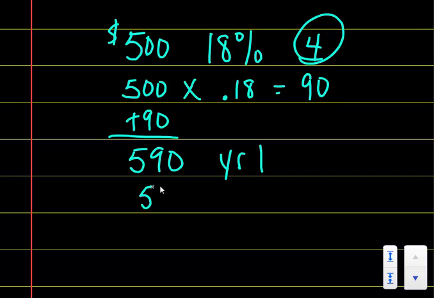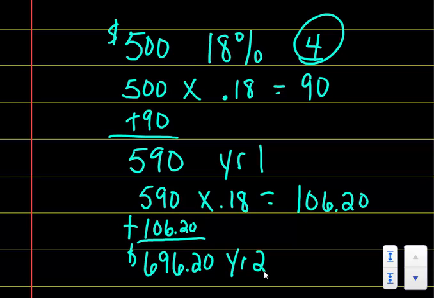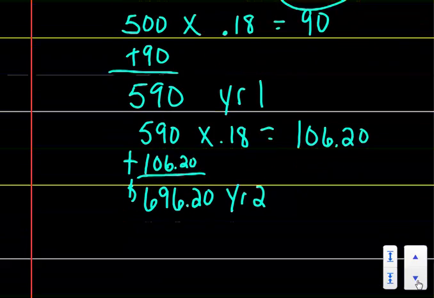Again, 590 into our calculator times 0.18. And if we do our math correctly on this one, we're going to end up with $106.20. So we just come over here, add it to what we started with. And if your math is correct, at the end of year 2, you're going to end up with $696.20. We need to mark this year 2 so that we can keep in our mind that we are done with year 2. Remember, we're going to year 4, so we need 2 more years on this one.